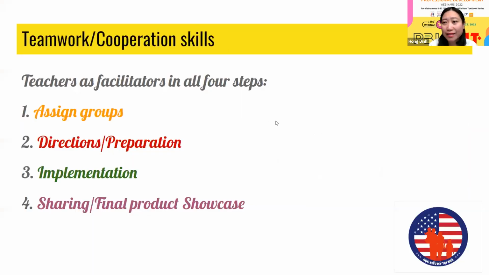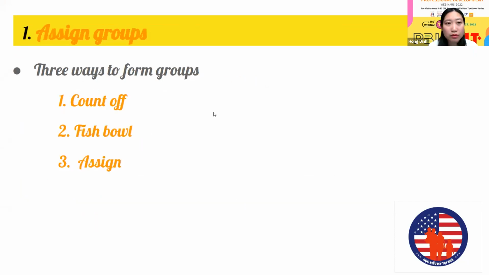So as a teacher, you are just the facilitator. You're not the one doing all of that. You just facilitate all of the steps, and the actual doers are the students. So basically there are 4 steps: step 1, assign the groups; step 2, direction and preparation; step 3, implementation; and step 4, sharing final products or showcase. And I will explain every single step in detail.